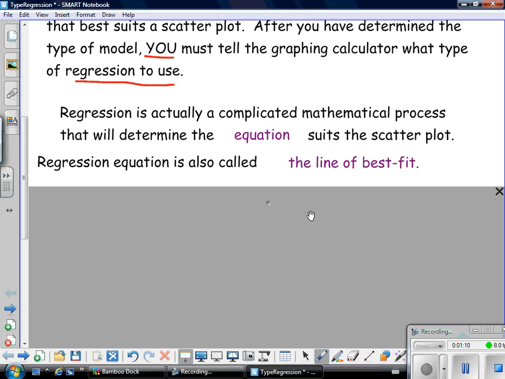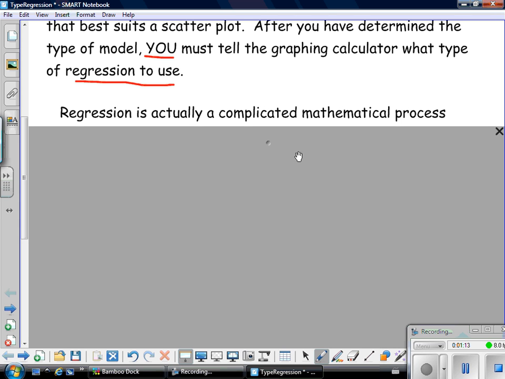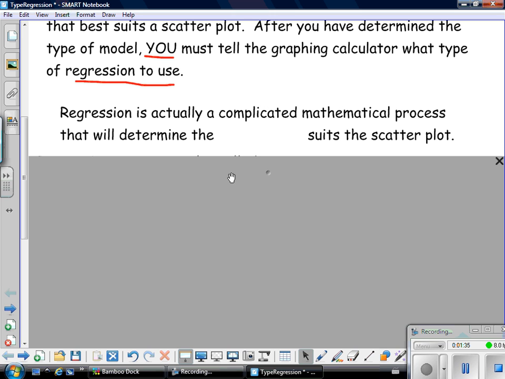Now, usually what happens is regression is a complicated mathematical process. And what I mean by that is before the graphing calculators, you could actually come up with a regression model, a regression equation for the data. However, you would have had to do some heavy duty math to get it, and it would be very tedious and time consuming.